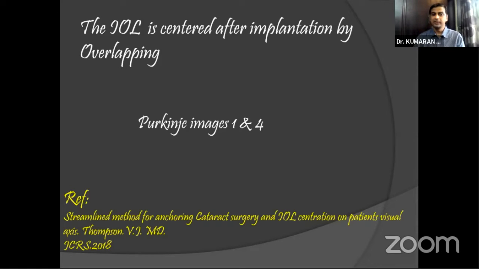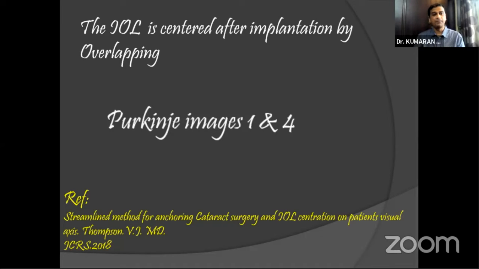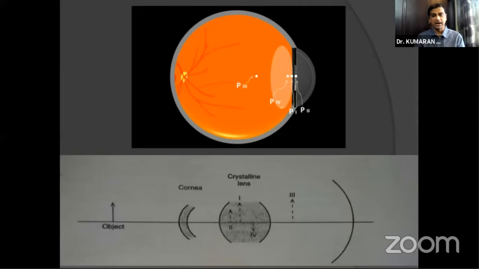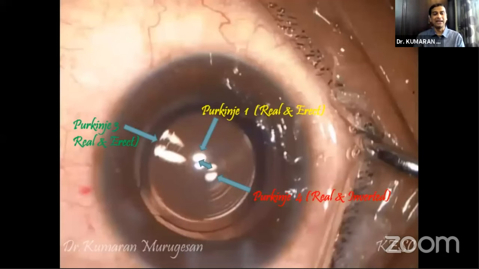Though the IOL is going to center itself in the center of the bag, it is always a good practice to make sure that the IOL is centered with the optical axis. This we do by coinciding the Purkinje images 1 and 4. Let me define what Purkinje images are and how useful they are in surgery. Purkinje images 1, 2, and 3 are real and erect because they are reflected from a convex surface. Purkinje image 4 is from a concave surface, hence it is the only image which is real and inverted.